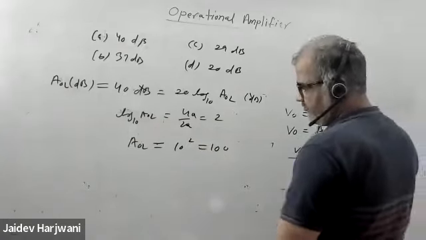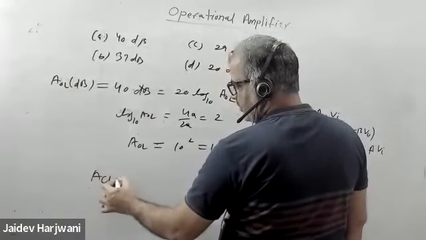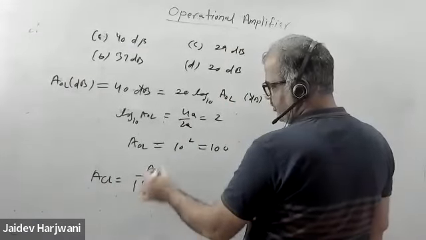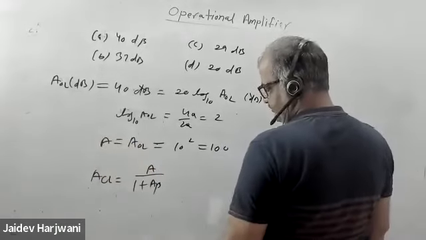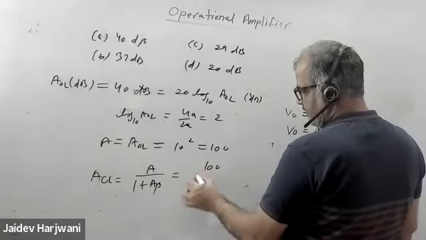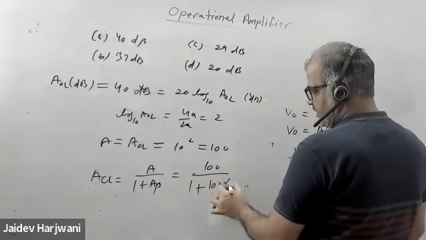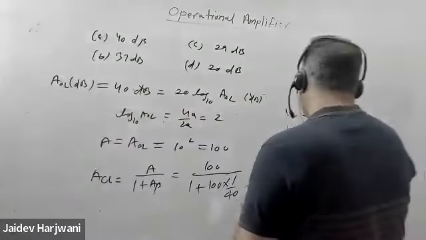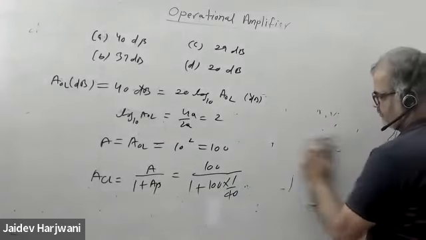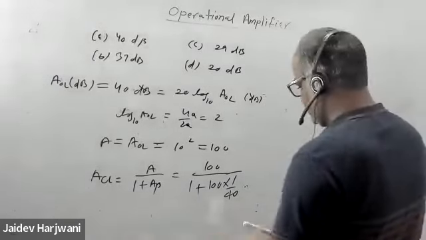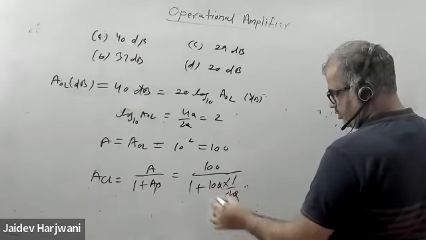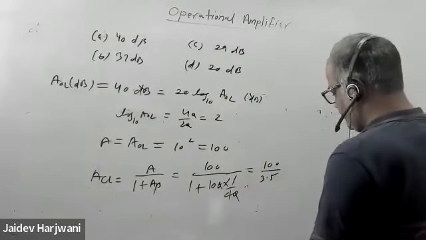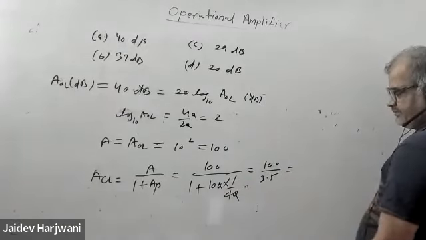Now you can find the closed loop gain. Closed loop gain will be A upon 1 plus A beta, where A is the open loop gain AOL. So you have 100 upon 1 plus 100, and this beta is given by 1 by 40. So this becomes 2.5, and 100 upon 3.5, isn't it? So how much is coming? 100 upon 3.5.